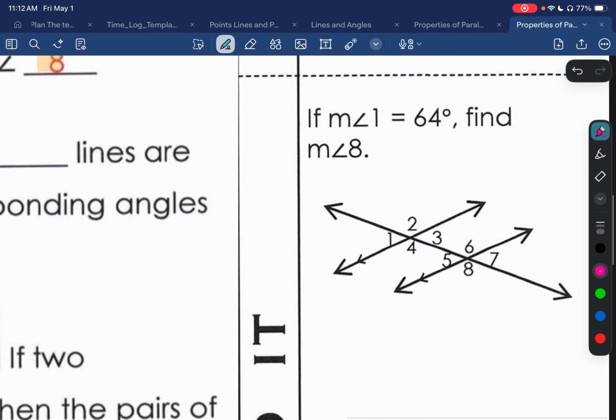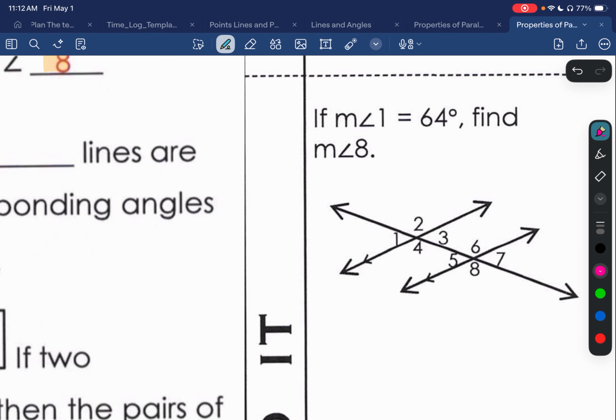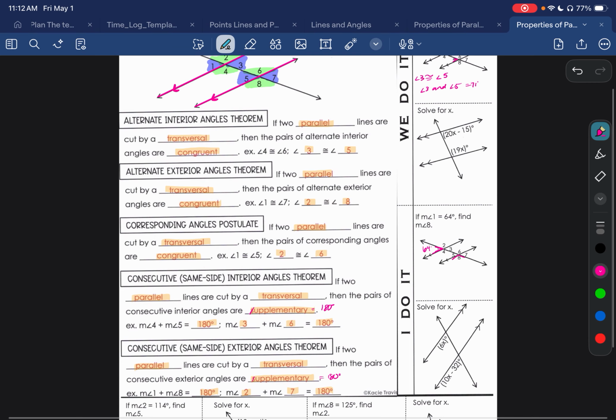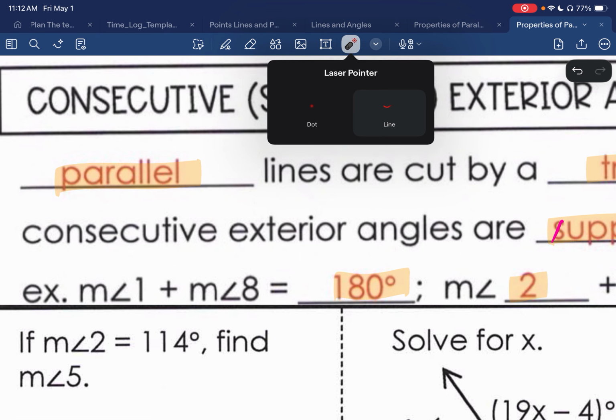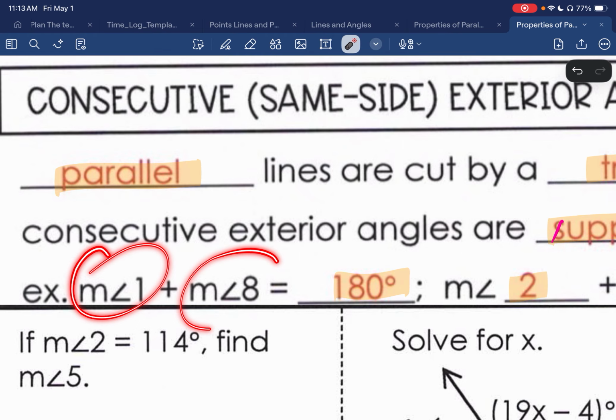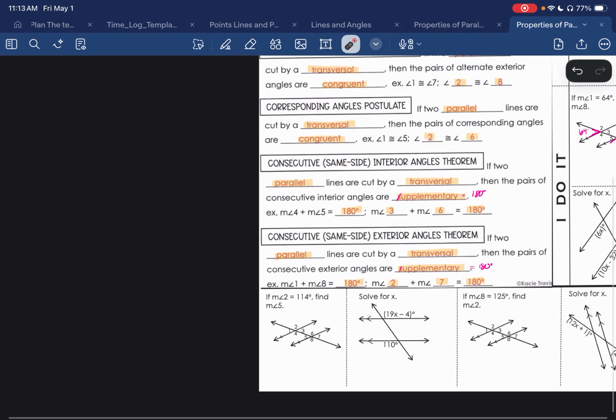This one right here. If we know angle 1 is 64 degrees, what is the measurement of angle 8? Well, let's think about the relationship. This angle right here and this angle right here. We just talked about it, right? So I'm going to look at my notes. Which one talks about same side exterior angles? Same side exterior, so that's going to be right here. So you take both of these angles and they need to add up to 180 degrees.